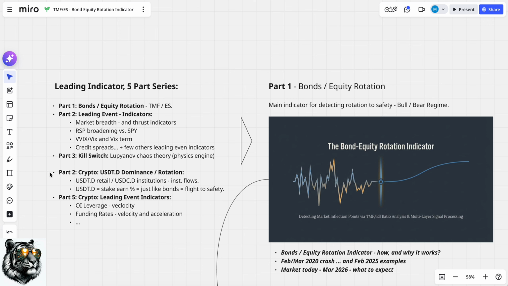In essence, the bonds and equity rotation indicator is a way to track flight to safety, when the money is rotating from the market into long bonds. And in the case of USDT.D dominance, that's when the capital is flowing into safer stable coins like USDT and USDC. Typically, the money goes in and is either staked or just taken out of the market. But the concept is very similar to the correlation of bonds to markets. Anyway, those are probably the first two we're going to cover. Today, we're focusing on bonds and equity rotation.